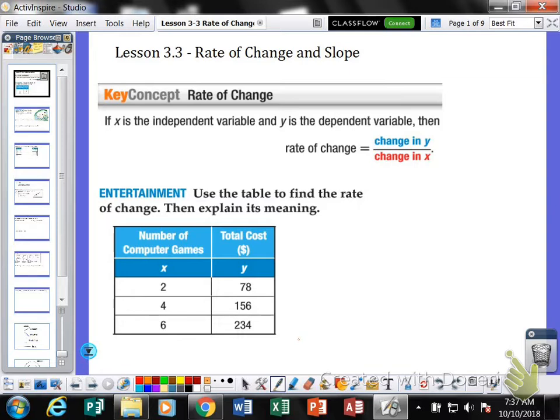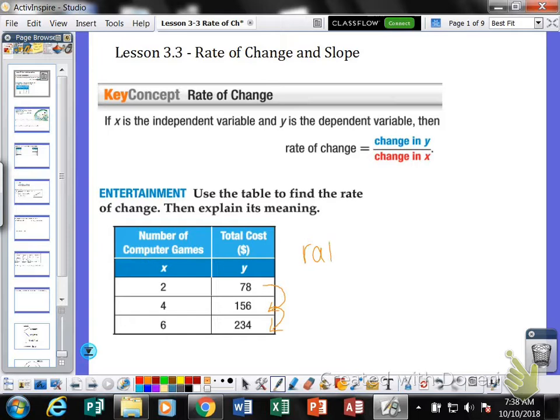So if x is the independent variable and y is the dependent variable, then the change in y value over the change in x is how we find the rate of change. So use the table to find the rate of change, then explain its meaning. So we have to figure out the change in y. So what's happening from 78 to 156, from 156 to 234, and what you notice is that it's going up by 78. So the change is 78.